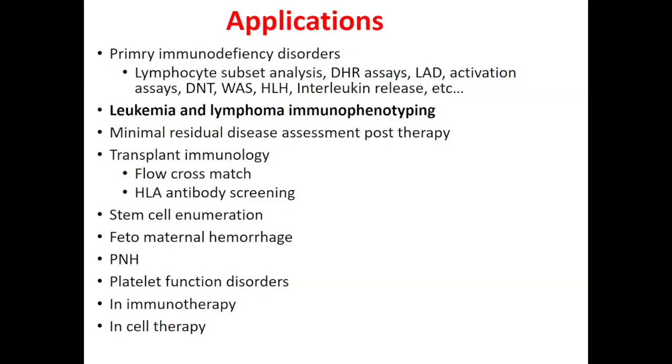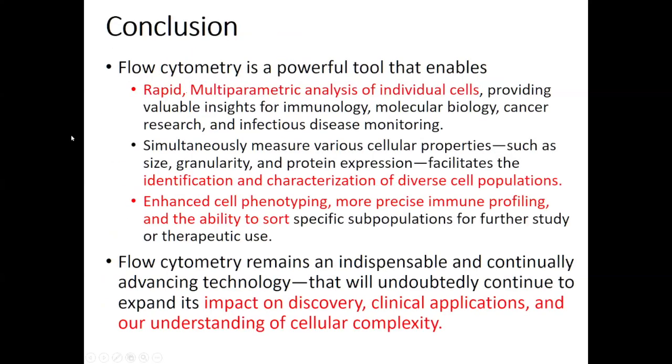Transplant immunology, stem cell enumeration, fetal-maternal hemorrhage, PNH, platelet function disorders, immunotherapy, and very importantly, currently cell therapy. Cell therapy is coming up in a big way, and flow has a lot of potential in that. Right? MRD is one thing which is again very important. One of the most taxing assays of flow is MRD, where you need to sit patiently and detect that 0.001% residual disease.